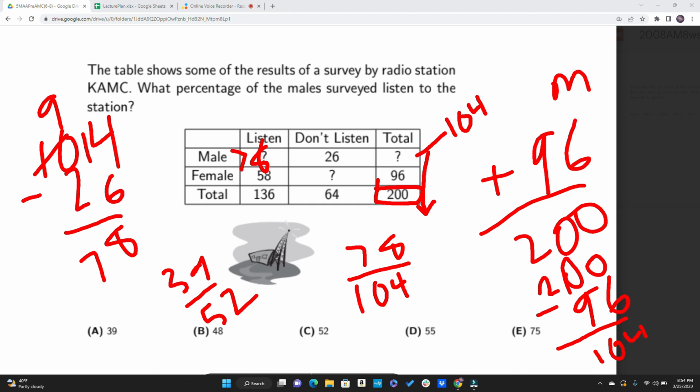As a percentage, well, 78 over 104 is pretty close to some number over 100, right? We need something that's really close to 78 over 104 because 100 is very close to 104. So our percentage is going to be close to 78, and our closest answer to 78 is E, 75.